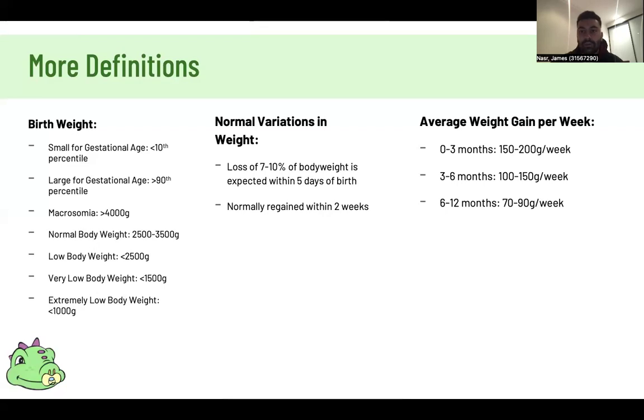The average weight gain per week between 0 and 3 months is about 150 to 200 grams per week, which is quite significant. And then that slowly tapers off as the baby grows older.